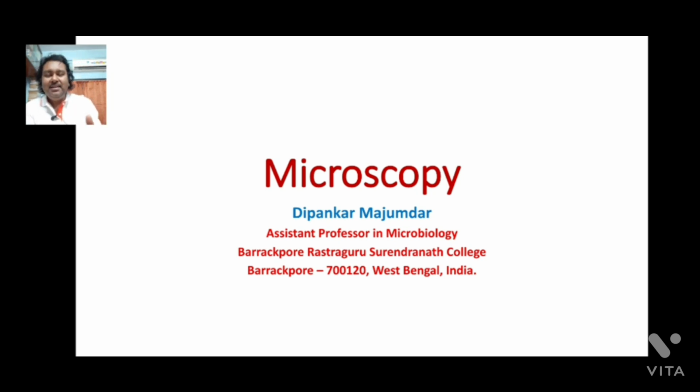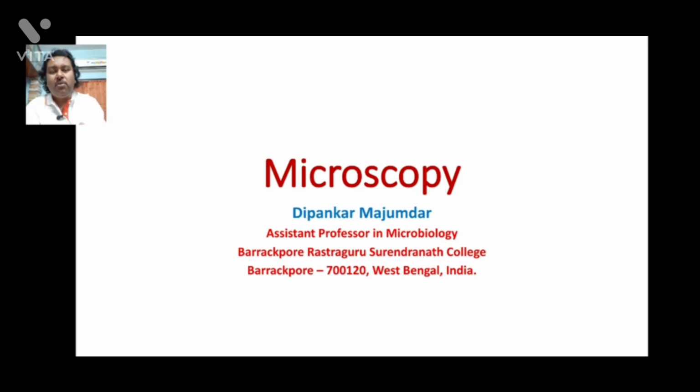Okay, and the word microscope is derived from two Greek words: micro, M-I-K-R-O, meaning small, and scopia, S-C-O-P-I-A, meaning to see. That is, the instrument which is used to see very tiny or small objects. And the science that deals with the manufacture and functioning of the microscope is known as microscopy.